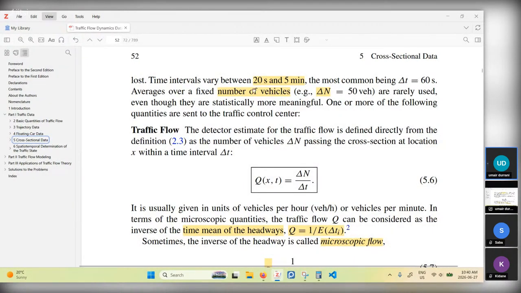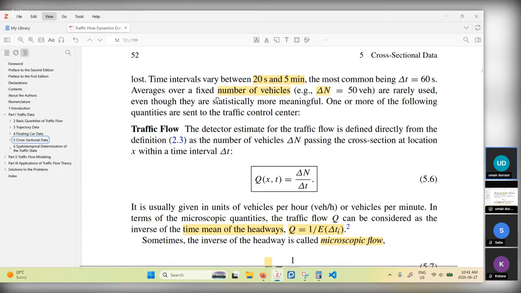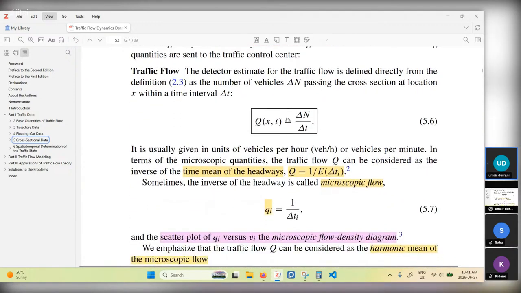But we can also have aggregation by the number of vehicles. Instead of time aggregation, we are now looking at 50 vehicles. Every time 50 vehicles are detected by the detector, it will aggregate the data and send that to the traffic control center. So that is the second option, which according to the chapter is more meaningful statistically. And there's a question later where we will discuss why that is the case.